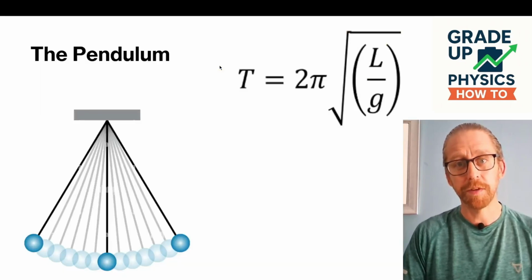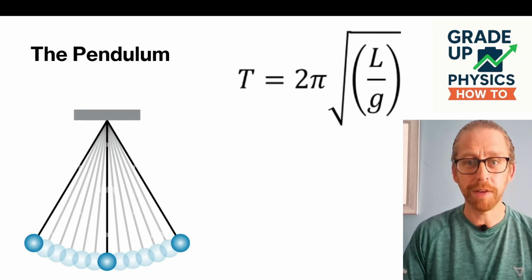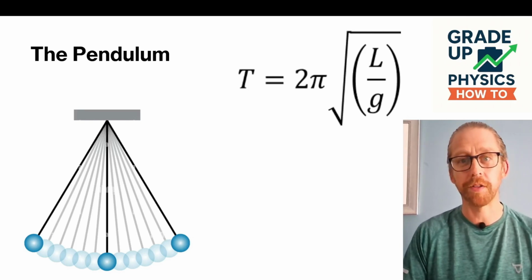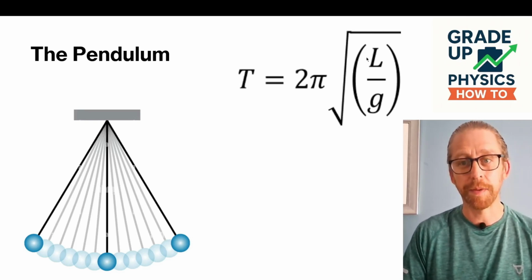Now we're going to have a look at a worked example together, and we're going to use the pendulum as an example. You might recognise this formula if you've been working on the oscillations topic. This is showing the relationship between the time period of our pendulum swing, the length of our pendulum string, and also the gravitational field strength.